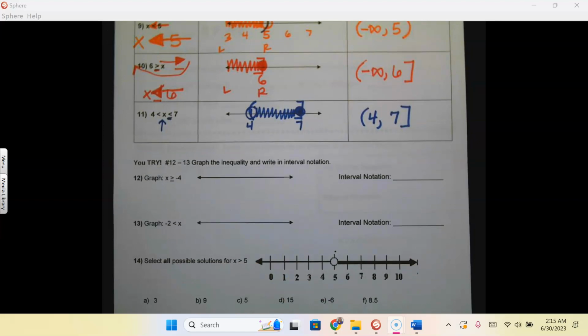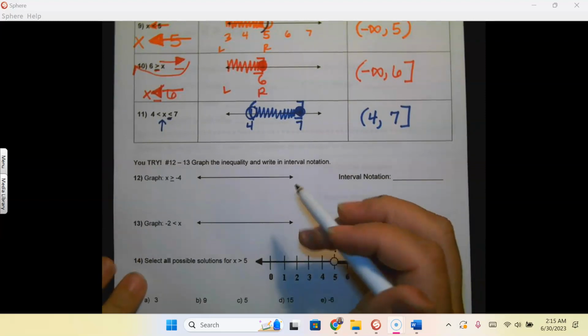Okay, so you can go ahead and pause the video if you want and try 12, 13, and 14. And then when you're done, go ahead and push play and you can check in and see if you did it correctly, or keep watching the video here.